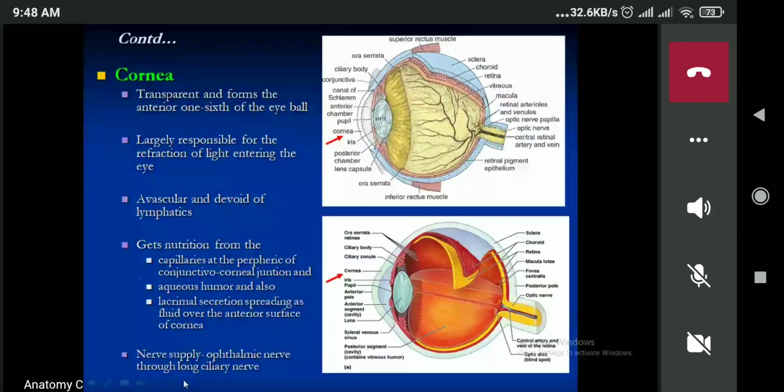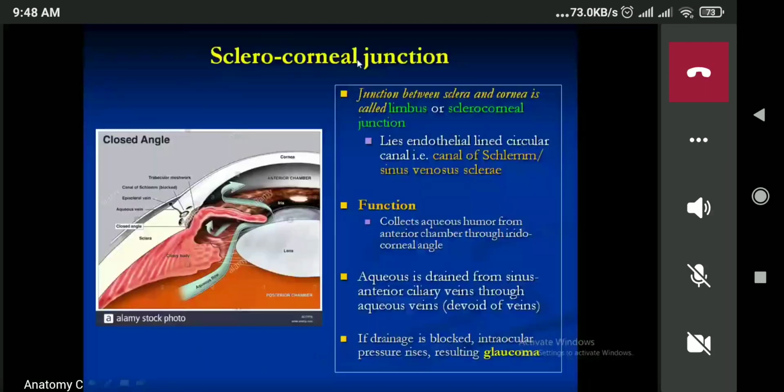Now the next important thing you have to remember is the sclerocorneal junction. This one is very important for your spotter. So we have the sclerocorneal junction. This one is the cornea, this one is the sclera, and over here we have this sclerocorneal junction. Now at the junction of the sclera and the cornea, can you see the endothelial lined circular canal? This is known as the canal of Schlemm or the sinus venosus sclerae. It is the same one. This is the endothelially lined circular canal present at the junction of the sclera and the cornea. And this junction is known as the sclerocorneal junction.